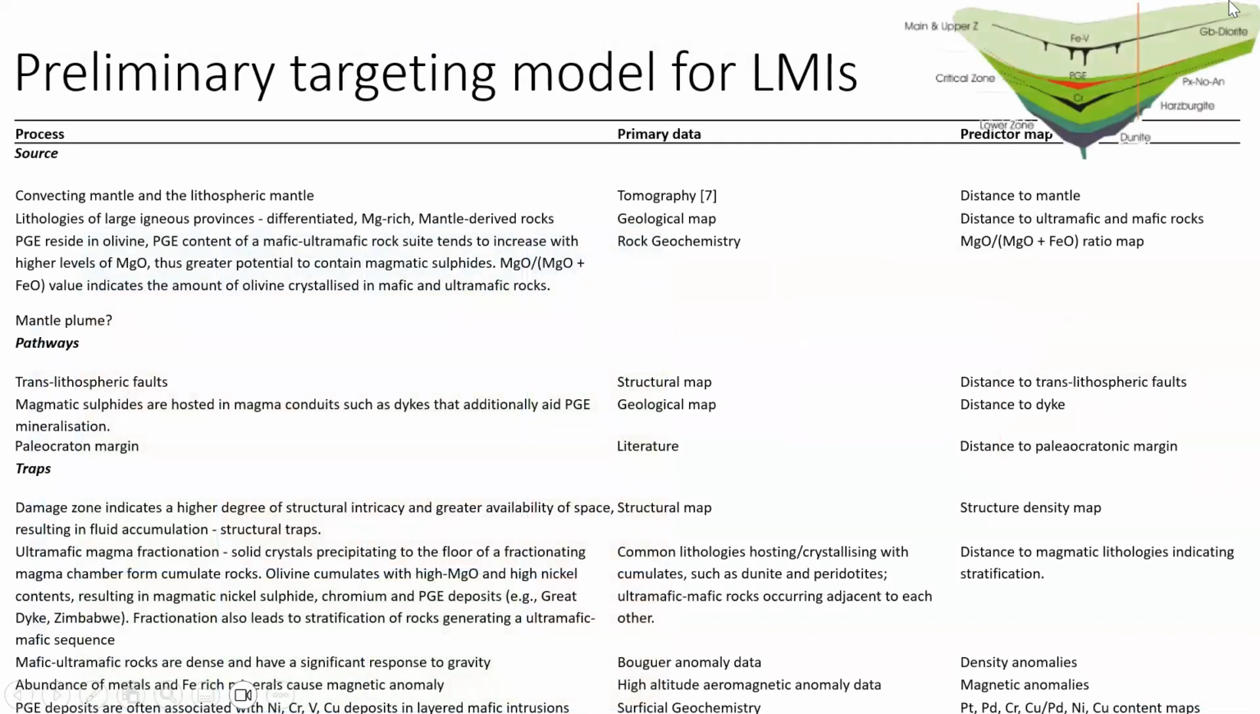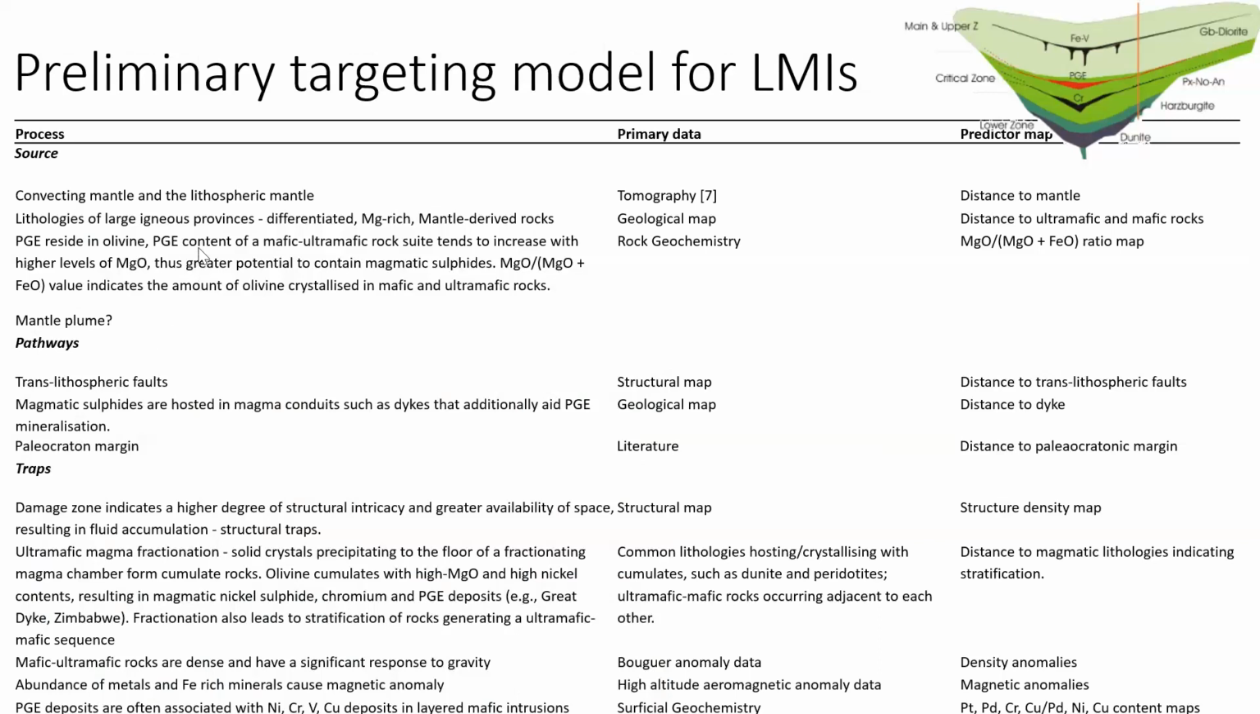So this is a preliminary targeting model that we have put together till now. The source is mostly from the deep mantle, convecting mantle, or lithospheric mantle. There's a bit of a controversy for now. We believe it is the asthenospheric mantle, and as part of this project itself, there's experimental work going on. Will's work might shed some light on the definite source. He's presenting a poster, I believe, and we should all check it out.